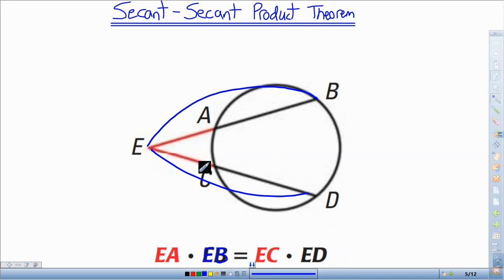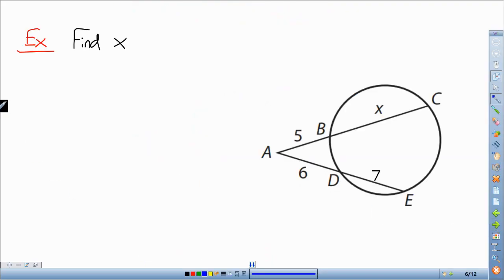Be careful on these problems. You're going to be tempted to go, oh, EC times CD, just like we did with the chords, this piece times this piece. No, it's this outer piece times the entire thing. That's the difference between this and the chord. So let's try this out. Go ahead and copy this. We'll try it together.